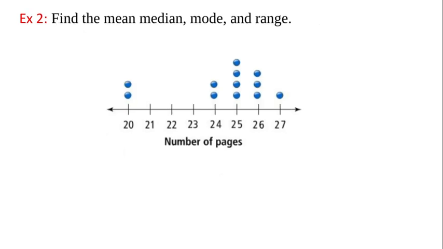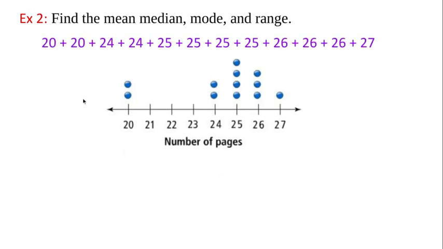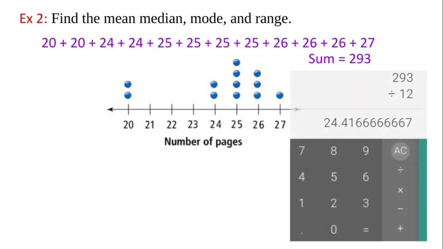Well, I'm going to add up all my values. 20 plus 20 plus 24 plus 24 plus 25, 25, 25, and so on. When I added them up, I got 293 for my sum. And now I have to divide by the number of values, so I counted up my dots. And I did 293 divided by 12. So my mean is about 24 pages.